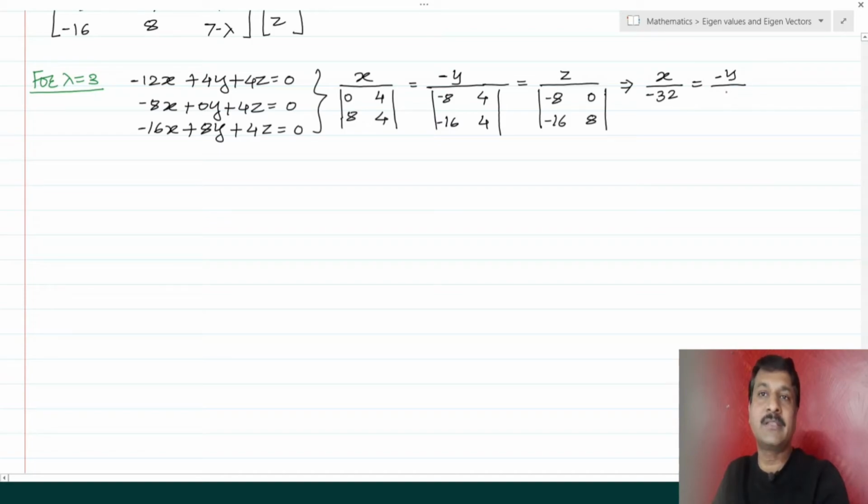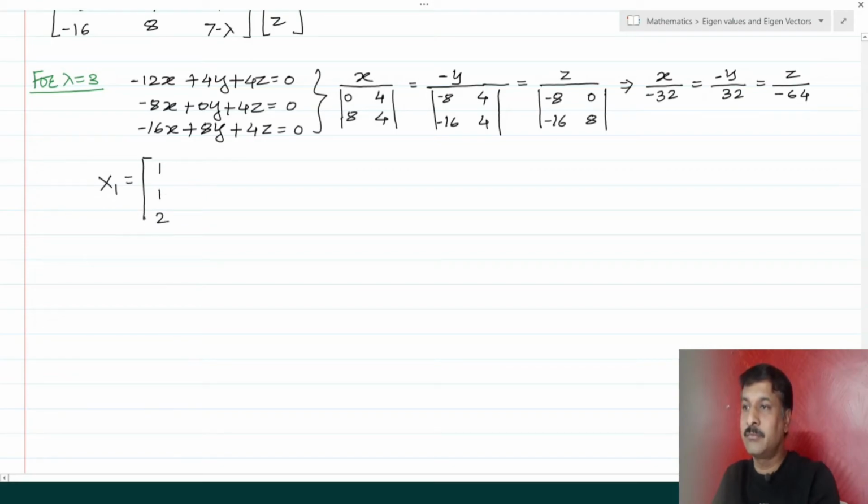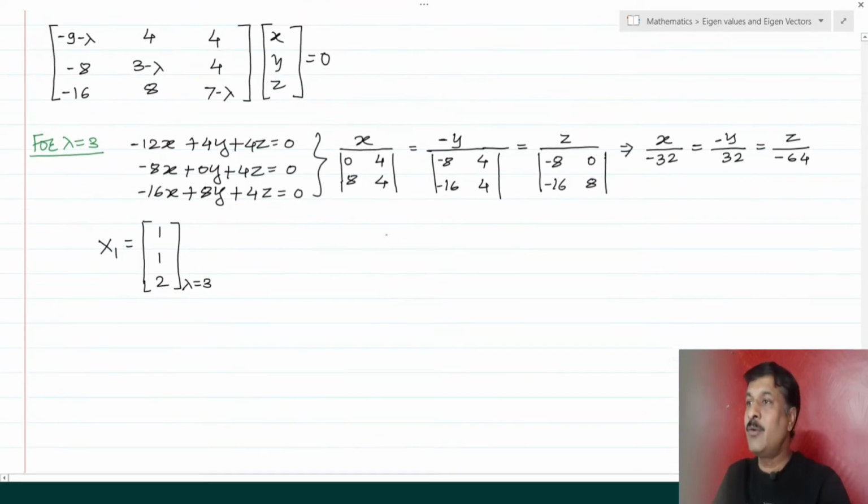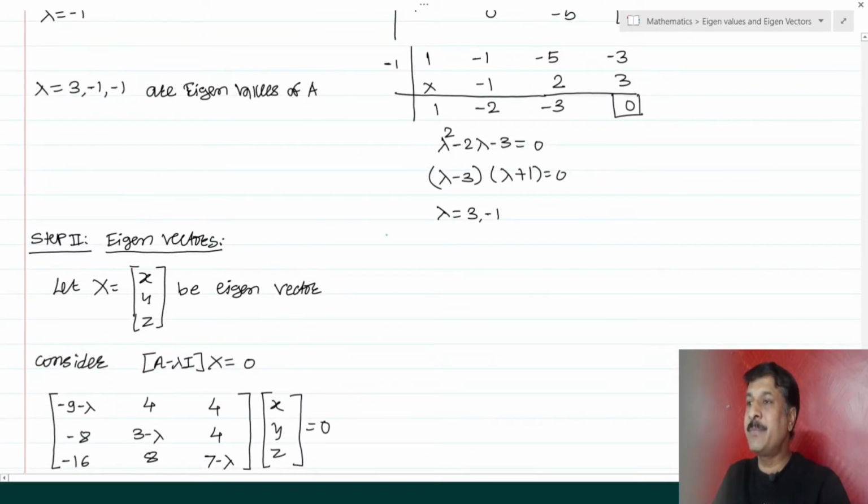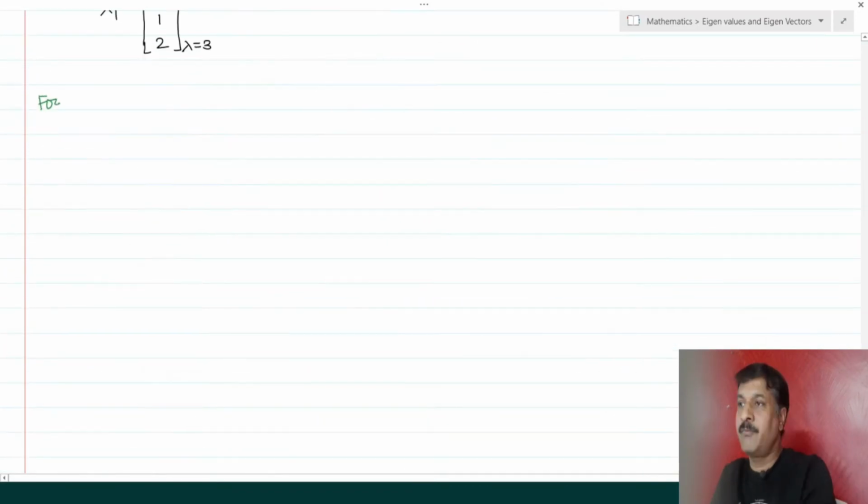So, it is plus 32, and z upon minus 64. You can see here x is minus 32, y is minus 32 and z is minus 64. If we divide by minus 32, I am getting the first eigenvector x1 equal to 1, 1, 2, corresponding to lambda equal to 3. Now, the next eigenvalue, which is repeated, minus 1, minus 1, for lambda equal to minus 1, minus 1.